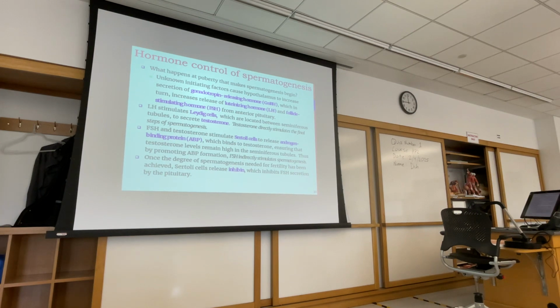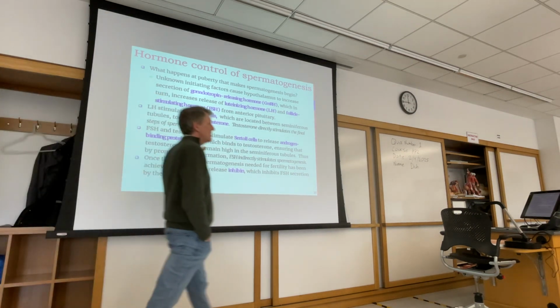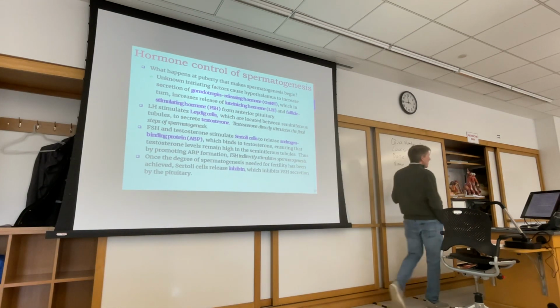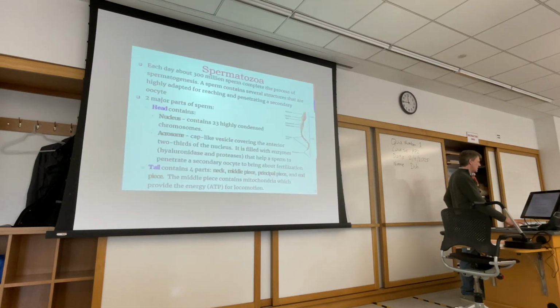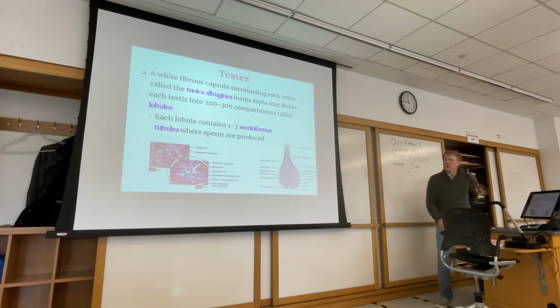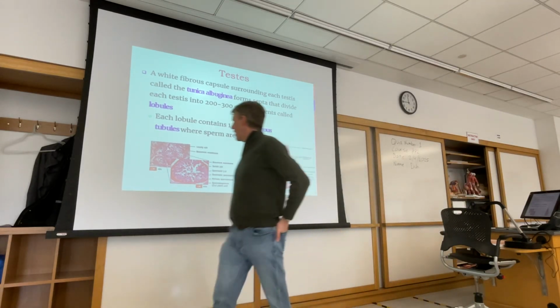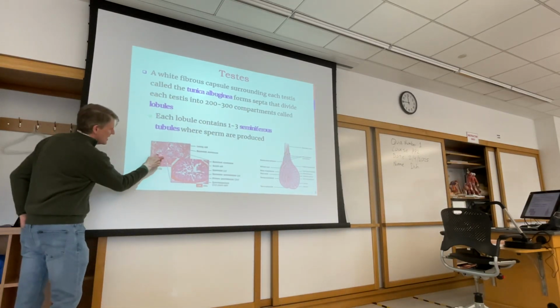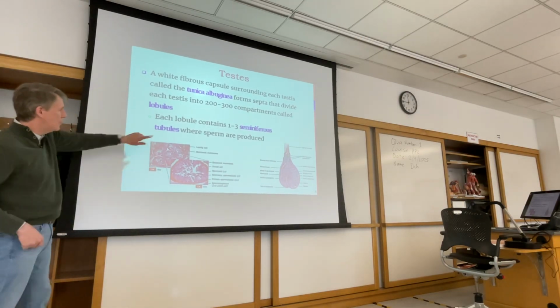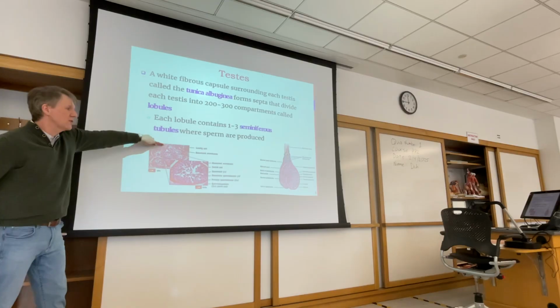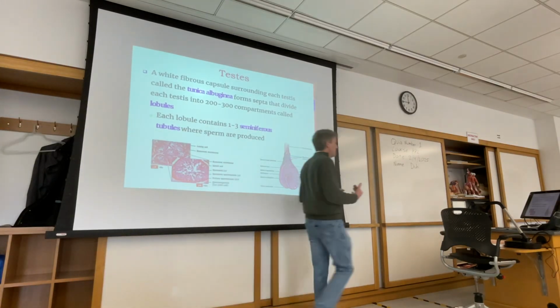Leydig cells are the ones that make testosterone. Testosterone is super important for spermatogenesis, especially the final step. So if you go back to this diagram, each one of these is a seminiferous tubule, and sitting outside or in between the tubules, that's where you find the Leydig cells. So the Leydig cells are not in the tubules themselves.